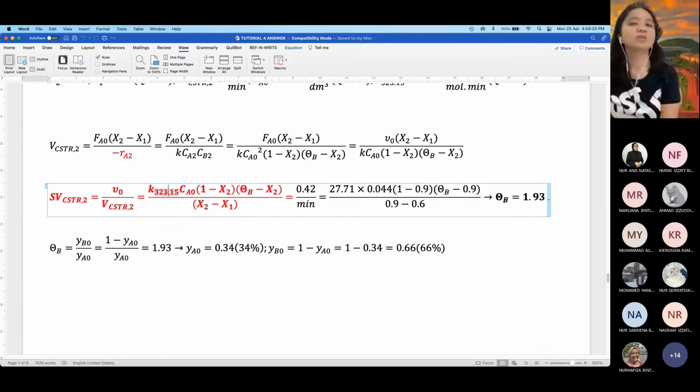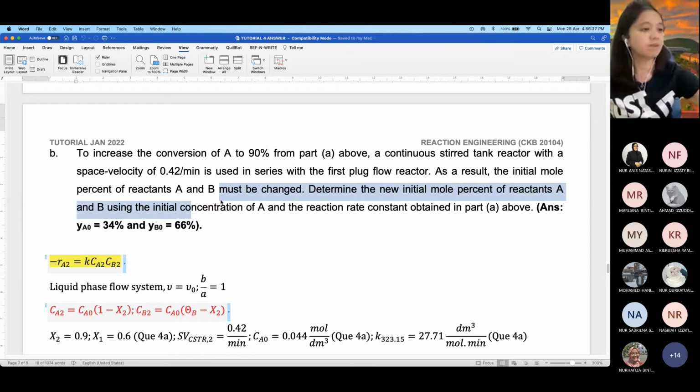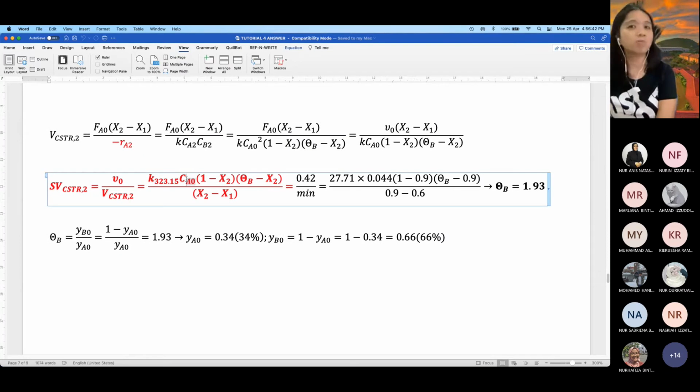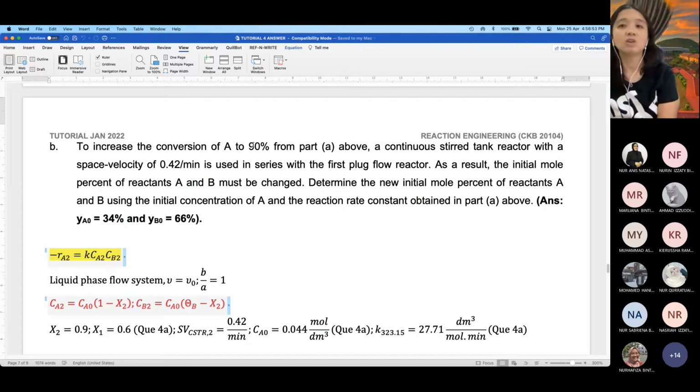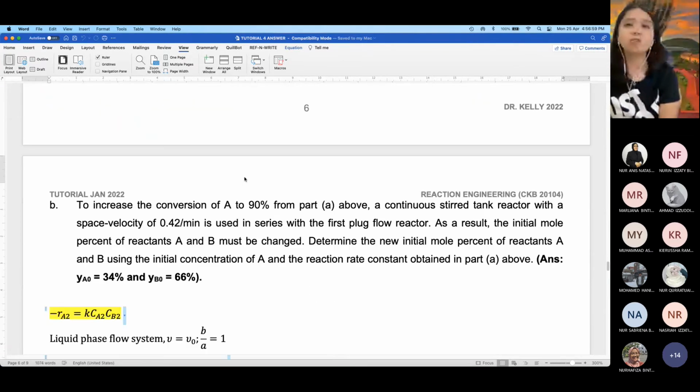So let's look at the right hand side. Okay, first K. So you know K hanya berubah dengan suhu. Tak ada berkaitan dengan mole percent. Whatever mole percent kamu tukar pun K masih sama. So cannot be about K. Next, CA0. Cannot be about CA0 sebab dah kata dalam soalan part B dia kata suruh guna je CA0 yang sama. So kalau nak guna CA0 yang sama, tak adalah berkaitan dengan equation, tak payah ubah dah, tak ada kaitan dengan mole percent dia. Okay, so next X2. So X2, X1 pun tak ada berkaitan juga because kita dah tahu X2 mesti 0.9, X1 daripada part A is 0.6. It's also something that we already set.